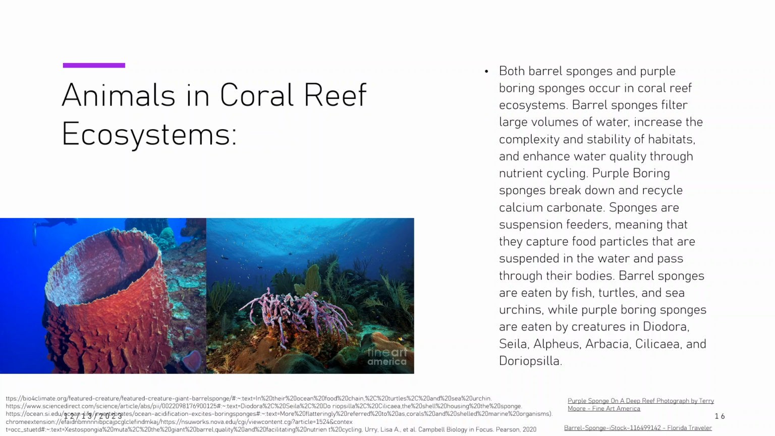Sponges are suspension feeders, meaning that they capture food particles that are suspended in the water and pass through their bodies. Barrel sponges are eaten by fish, turtles, and sea urchins, while purple boring sponges are eaten by creatures in Diodora, Celia, Alpheus, Arbocacia, Silicea, and Doriosilla. This is an example of a barrel sponge, and this is an example of a purple boring sponge.